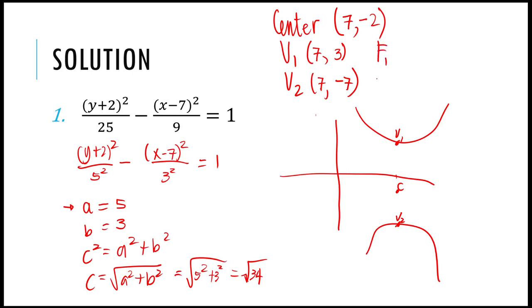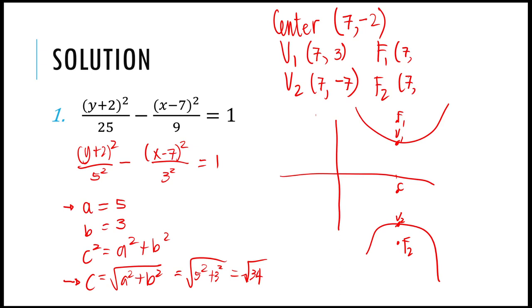Focus 1 and focus 2. Tawagin na natin, nandito si focus 1, nandito si focus 2. Si focus 1 and focus 2, remember, nasa loob siya nung hyperbola. So, nasolve na natin yung distance from center to focus, which is C, and that is equal to square root of 34. Magkakalinya ulit po yan, so parehas din sila ng x, that is 7 and 7.